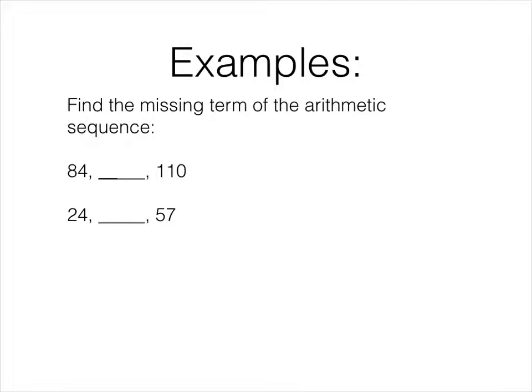Okay, arithmetic means, we're finding the missing term of the arithmetic sequence, and that means we're finding arithmetic means. So all we have to do here is what? That's right, add them and divide by 2. So 110 plus 84 is 194. Cut it in half. 97. Oop, funky looking 9. There we go.